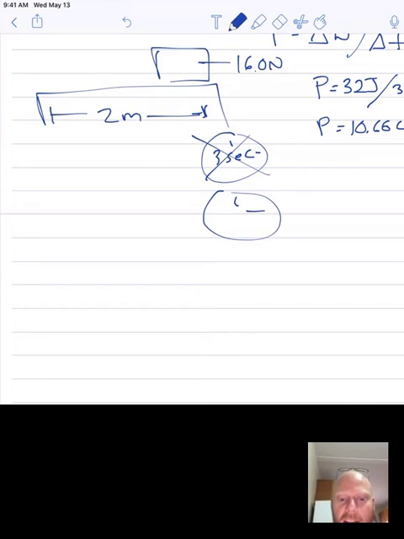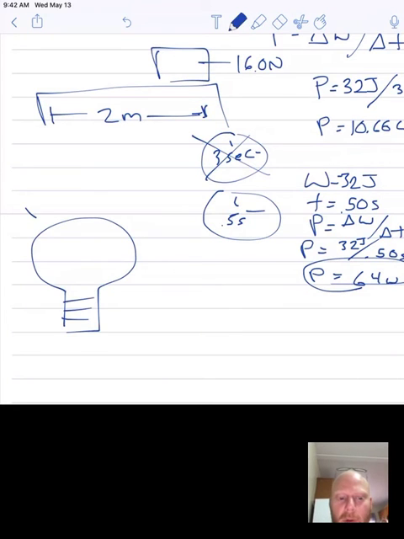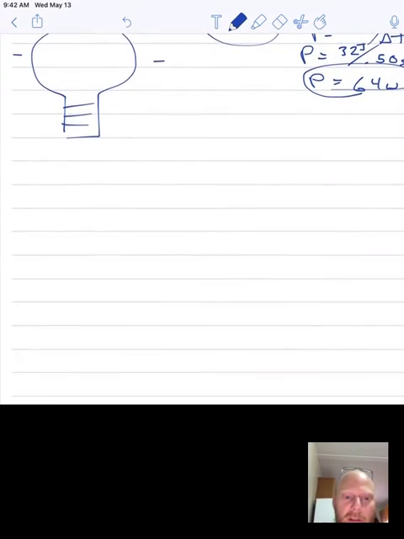Now if we change the time and we make that box move much quicker, 0.5 seconds to get that 2 meters, what's going to happen to our power? Well, our power is going to increase, right? Because we have 32 divided by 0.5 seconds, and our power is going to increase all the way up to 64 watts. So much greater power. So if you think about that, we use watts to describe the power of a light bulb.